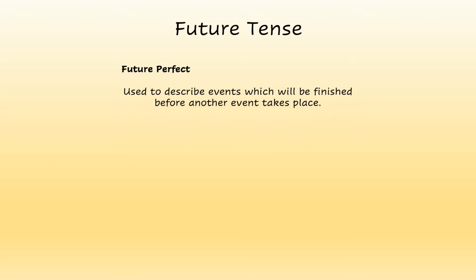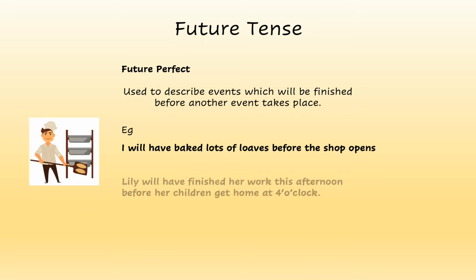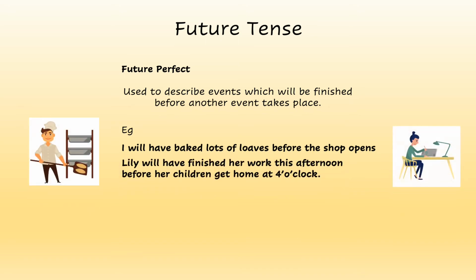Okay, so let's have a look at the future perfect. Now, this is used to signify an event that will be completed before another event takes place. So let's have a look at 2 examples here. We've got I will have baked lots of loaves before the shop opens, and Lily will have finished her work this afternoon before her children get home at 4 o'clock.